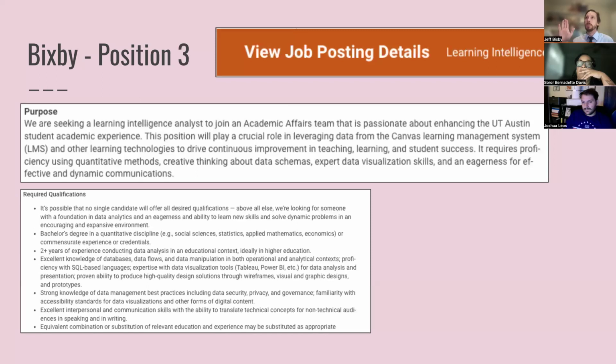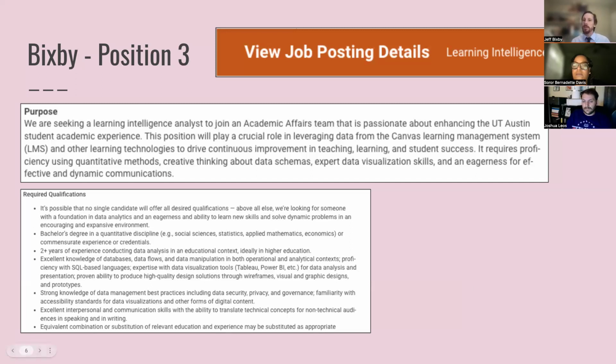Okay, last but not least, learning intelligence analyst, right? So the purpose of this position is to join an academic affairs team to analyze how Canvas is used, using data that can be pulled from Canvas to then determine maybe different strategies and different ways of delivering content that might lead to increased or improved learning outcomes. And so this is very much a data-driven position, also found via Workday.